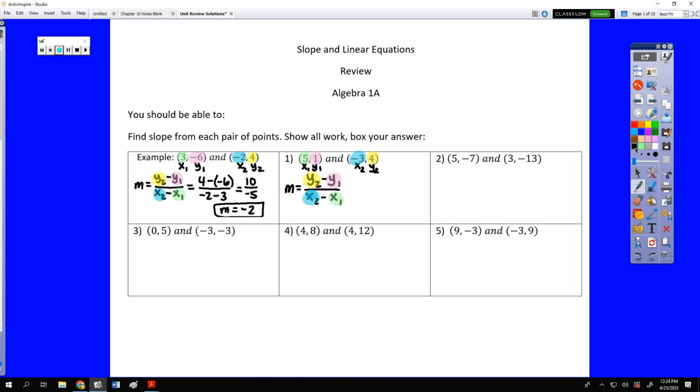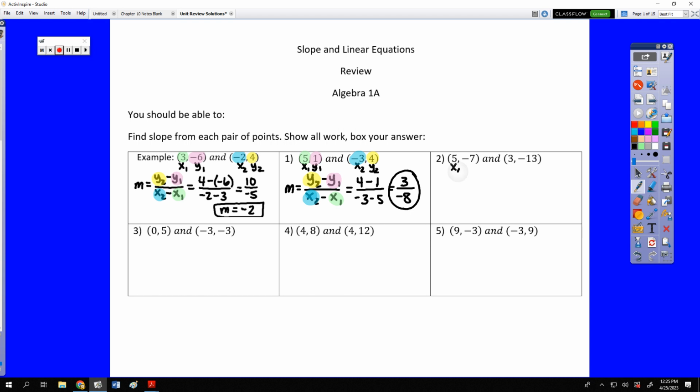So again, we're going to plug these numbers in. That would give us 4 minus 1 divided by negative 3 minus 5. 4 minus 1 is 3. 3 minus 5 is negative 8. That fraction does not reduce, so that is our answer. The slope is 3 over negative 8, or negative 3/8.